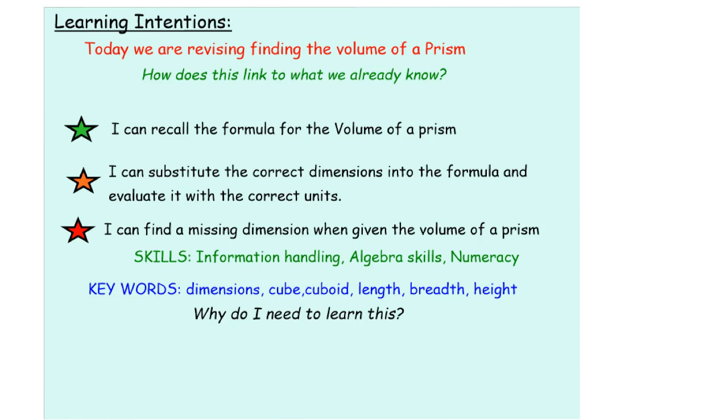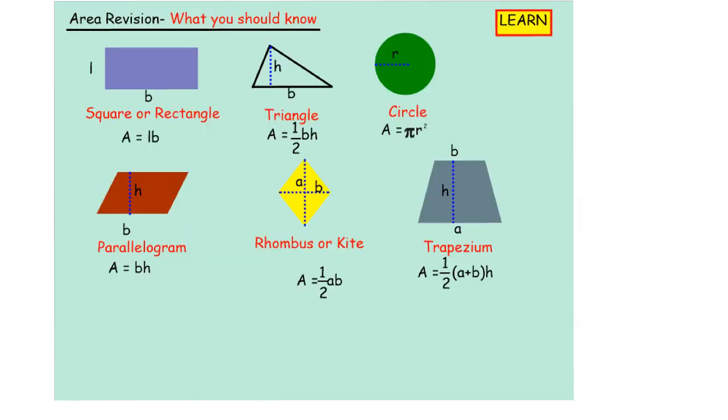And we already know how to do a lot of this because, of course, a cube or a cuboid is a prism, a cylinder is a circular prism, and we've looked at those before. So this should be mostly revision for you. Okay, so just a quick reminder of what you should know.